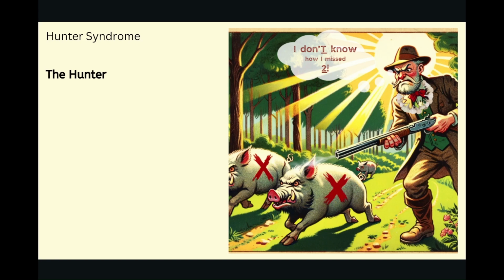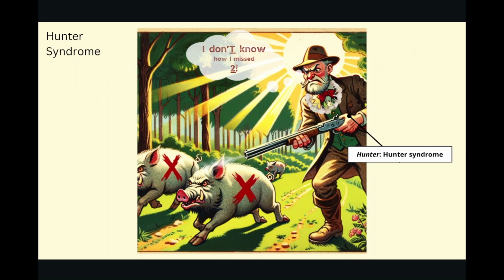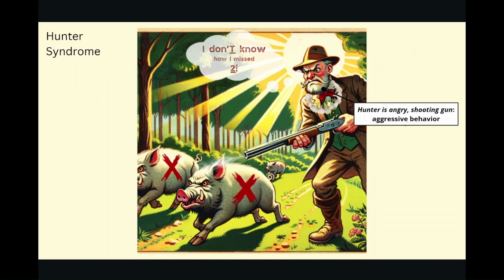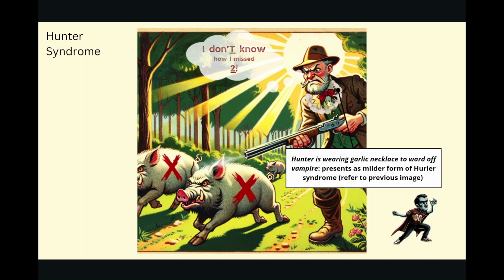Moving on to Hunter syndrome, we have this image creatively titled The Hunter. This is self-explanatory, but this should help you remember that this image represents Hunter syndrome. Our hunter is very angry and aggressive, helping you remember that these patients may have aggressive behavior. Additionally, our hunter is wearing a garlic necklace to ward off vampires. Refer to our previous image for Hurler syndrome in which there was a vampire, D.D. Racula. This should help you remember that Hunter syndrome presents as a milder form of Hurler syndrome.